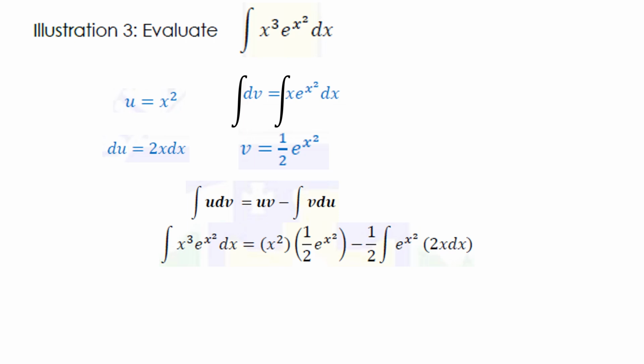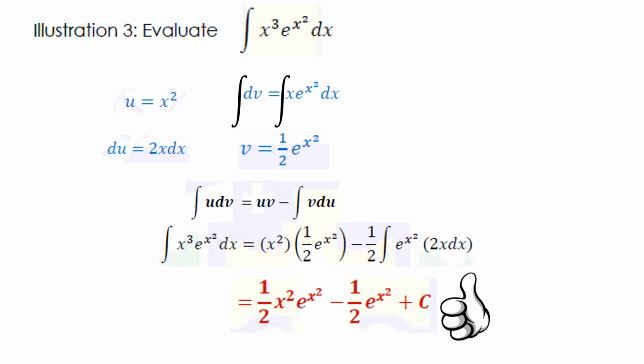Our v du is 1/2 times the integral of e raised to x squared times 2x dx. The second term is already integrable. So our final answer is 1/2 x squared e raised to x squared minus 1/2 e raised to x squared plus c.